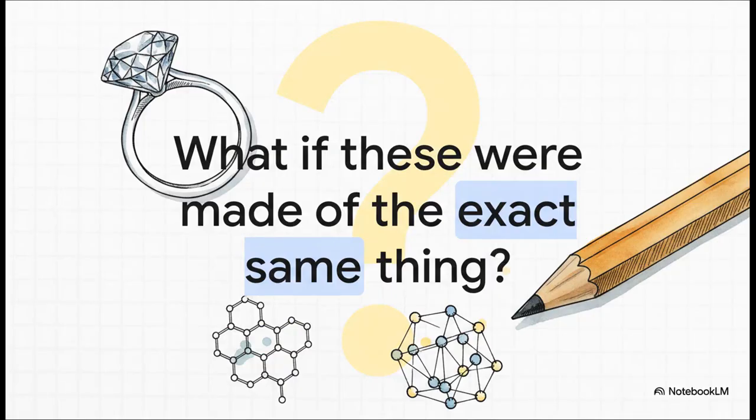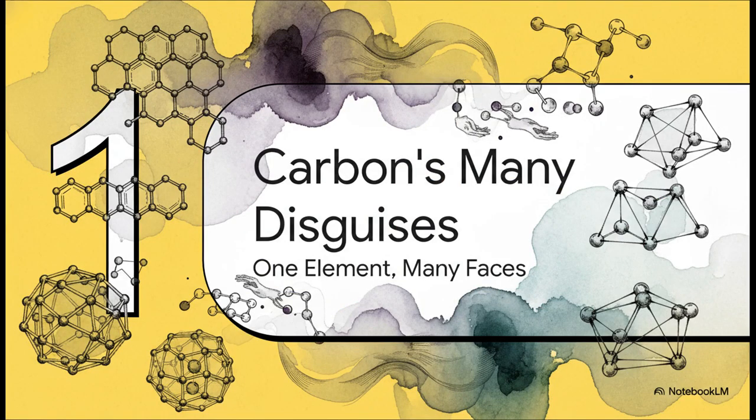But here's the kicker. What if I told you that, chemically speaking, these two are identical? That the diamond on that ring and the lead in your pencil are both just pure carbon. Nothing else. How is that even possible? It seems to defy common sense, right? Well, the answer lies in this really fascinating chemical concept that shows us how one single element can wear a whole bunch of different masks. And it all comes down to how the atoms decide to arrange themselves.